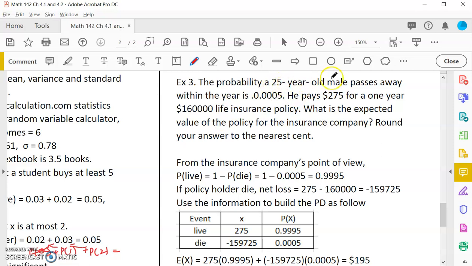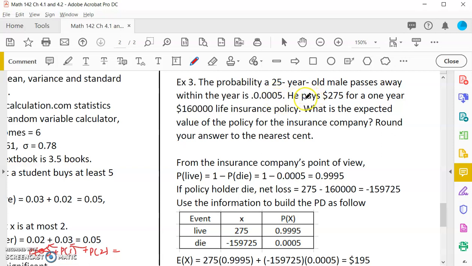The probability that a 25-year-old male passes away within the year is 0.0005. How do they know that? This is called a life table, which all governments and all insurance companies keep. They keep track, for a certain age, of the probability that a person will live through the year. So it is pretty valid. It's actually a population. They don't do a sample. They collect a lot of data to produce this.